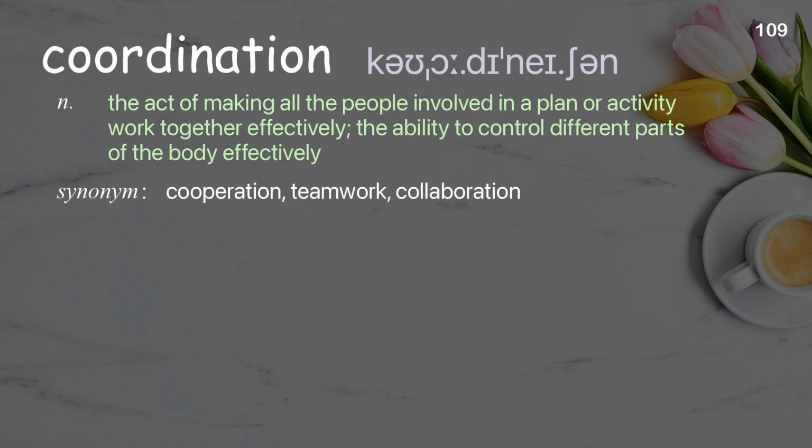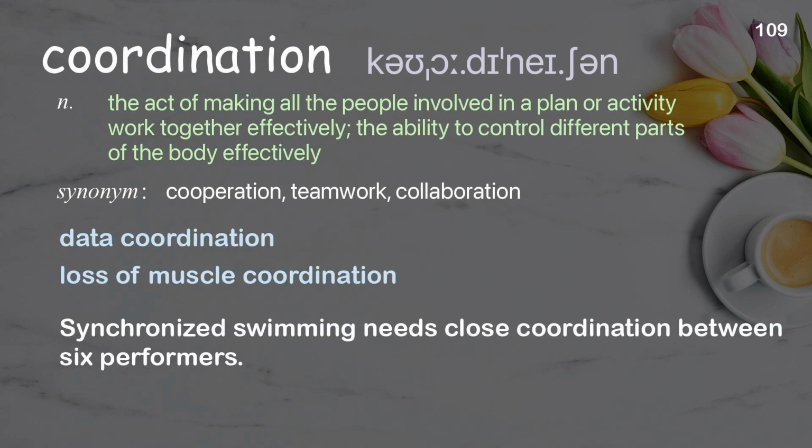Coordination. The act of making all the people involved in a plan or activity work together effectively, the ability to control different parts of the body effectively. Examples: Data coordination. Loss of muscle coordination. Synchronized swimming needs close coordination between 6 performers.